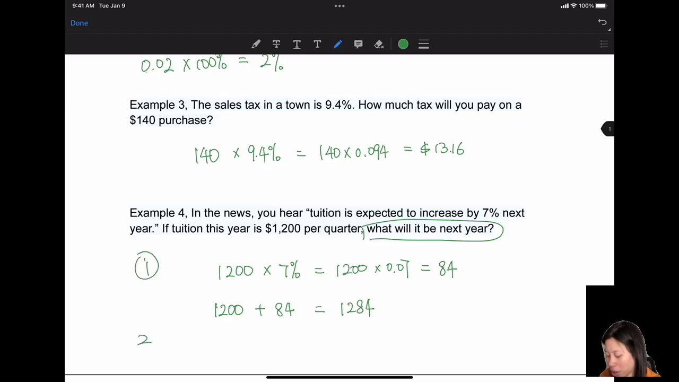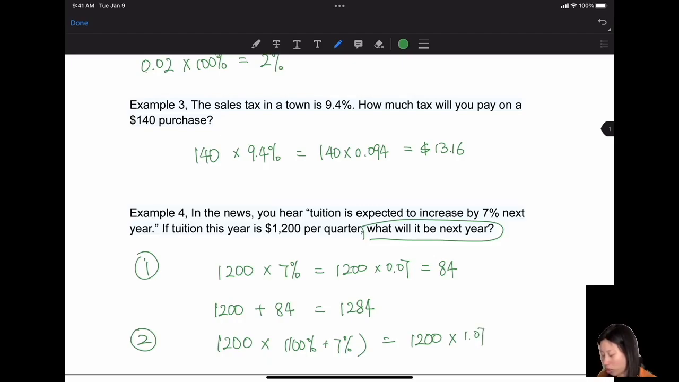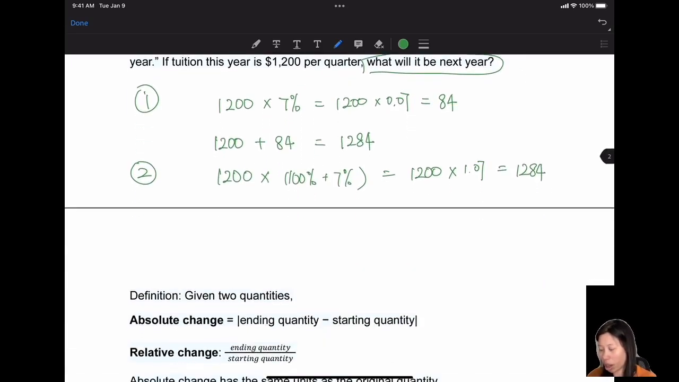The second method is, since it's increased by 7%, the next year's tuition would be the current tuition plus the additional 7%. So the current tuition we consider as 100% plus 7%. So totally would be 107%. So you have 1,200 times 1.07. You will still get 1,284. Okay.